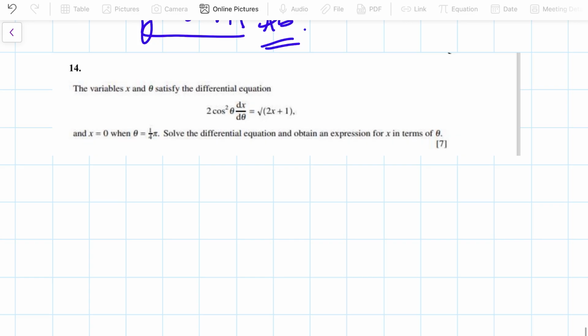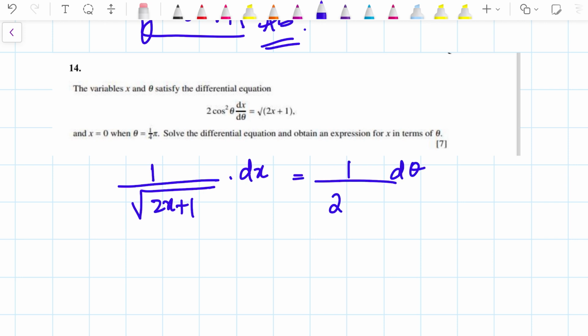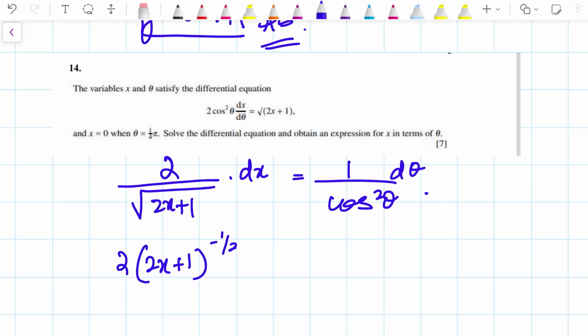The variables x and theta satisfy the differential equation 2 cos square theta dx upon d theta is equals to under root. Okay, so let's move this under root to this side, dot dx. D theta will go on the other side, 1 upon 2 cos square theta. We can also keep the 2 here. Let's not move the 2 on this side. Now, 2x plus 1 to the power minus half.